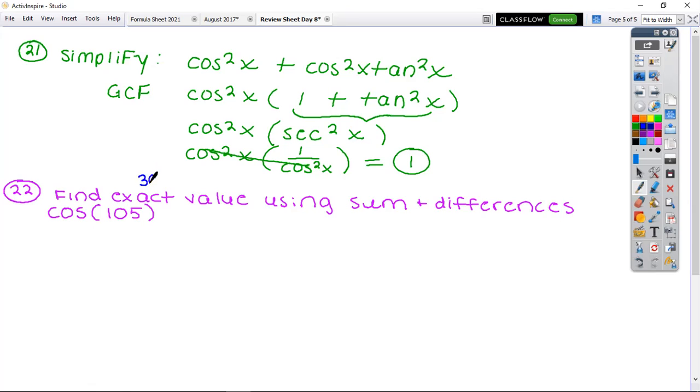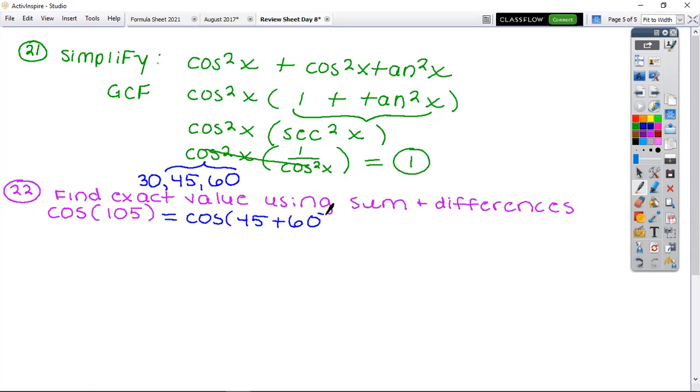30, what else? 45, what else? 60. So now take a look at your list. Have you already made it happen? Yep, right there. So how can you get a 105 out of this? Are we going to add them or subtract them? Add them, yep. So you're going to go cosine of 45 plus 60 or vice versa, it doesn't matter.